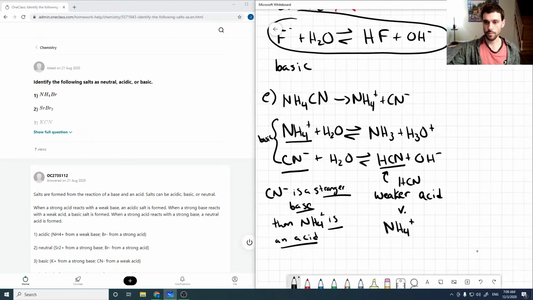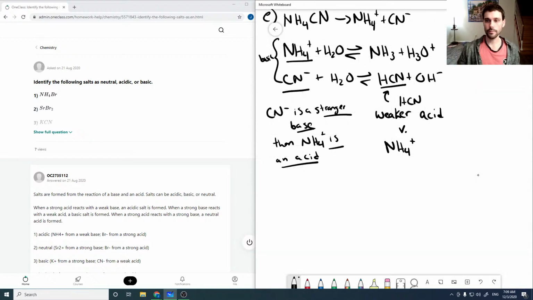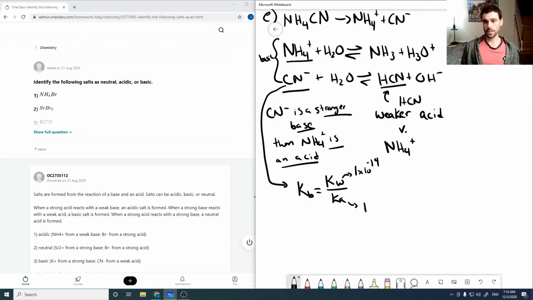Now just to add a little bit to that. Remember that our Kb is always related to Kw over Ka, where Kw is a constant, the water constant, so 1 times 10 to the minus 14. Ka corresponds to the conjugate acid, so HCN, and Kb corresponds to CN minus in this case.